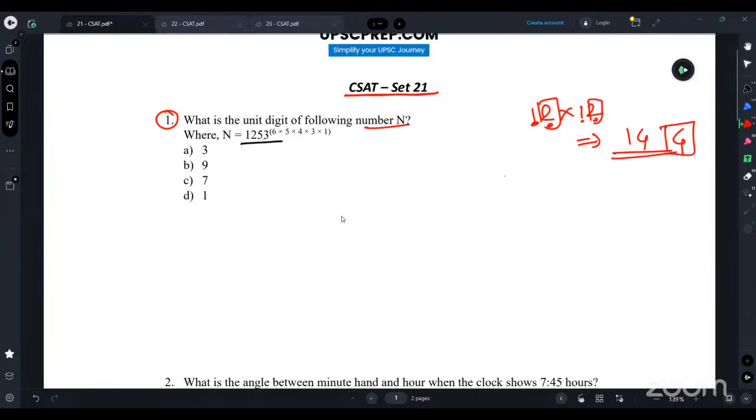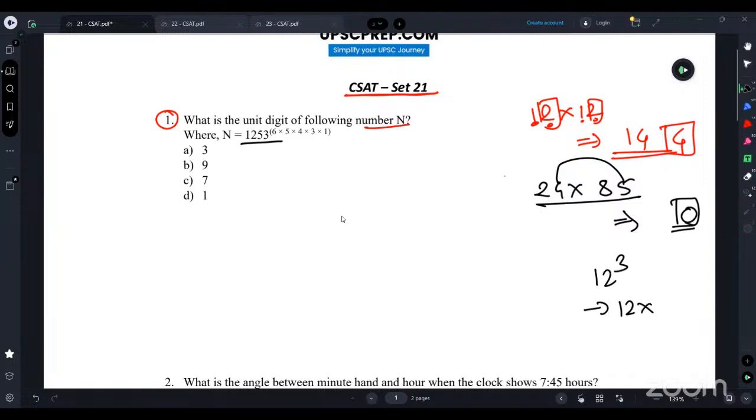This is applicable for other numbers as well. For example, if I do 24 into, let's say, 85, the last digit depends on the product of these two last digits. 5 into 4 is 20, and the last digit of 20 is 0. So 0 will be the last digit of 24 into 85. A similar thing applies to 12 cubed, which is 12 into 12 into 12. 2 twos are 4, 4 twos are 8. So 8 is going to be the last digit. The same thing will happen here.